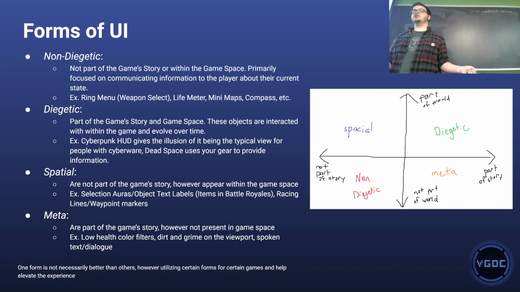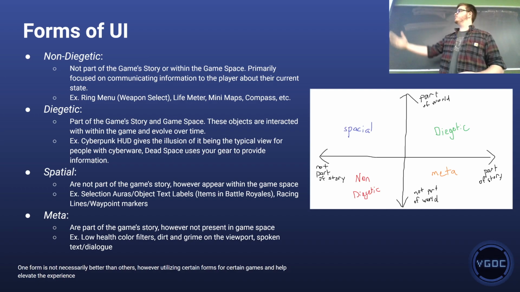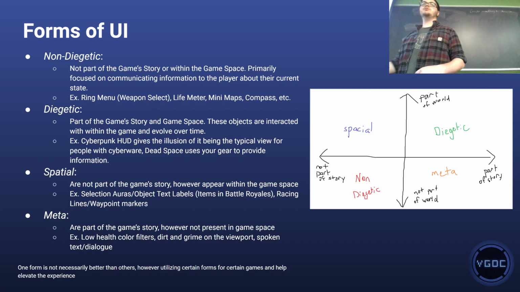Diegetic would be the complete opposite of that. Visual aspects are represented within the game world. A great example, which you'll see in a second, is Dead Space, where they visualize the HP using the armor of the main character. And next, you have spatial, where things are not part of the game story, however they appear within game space.